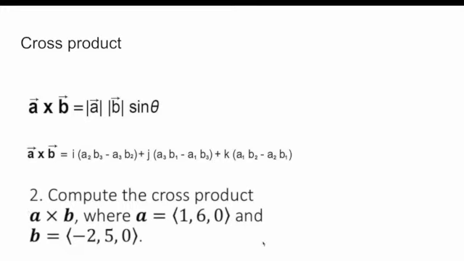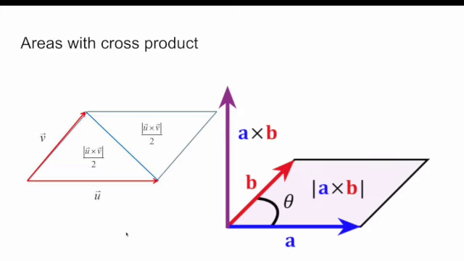So here's a quick thing to check your understanding. Compute the cross product of A and B, where A is 1, 6, 0, and B is negative 2, 5, and 0. So just have a go at that. I won't go over the answer for it because it's just sort of like a refresher, but if you want to, just have a go so that you get some practice.